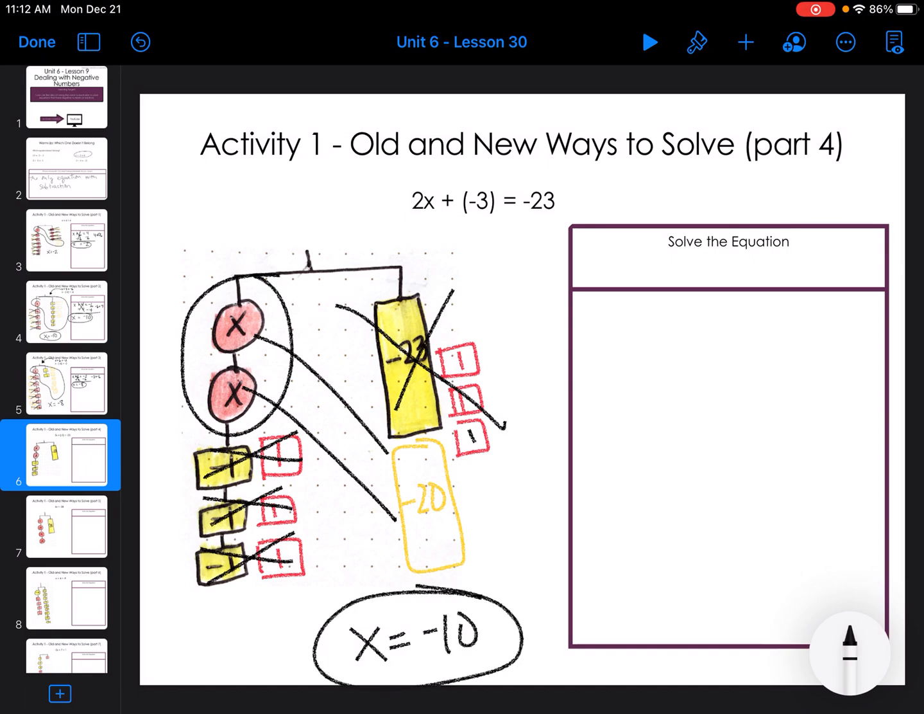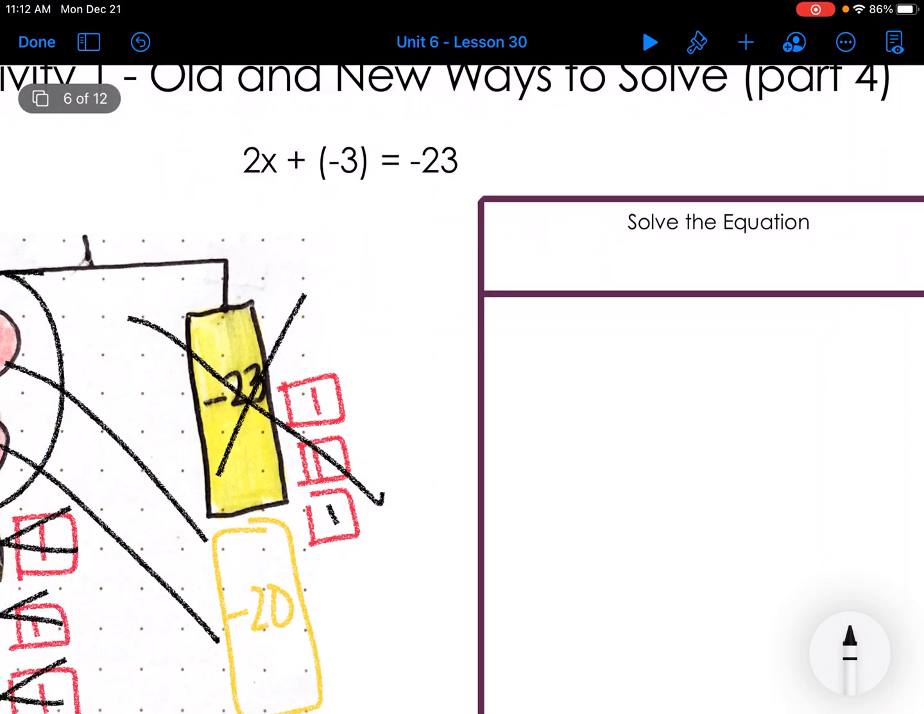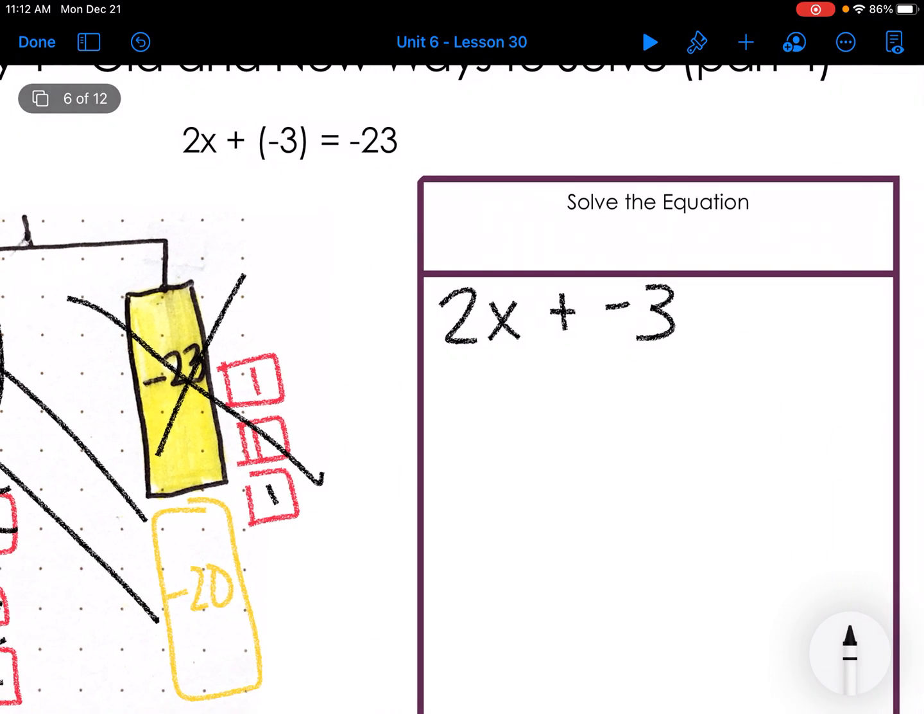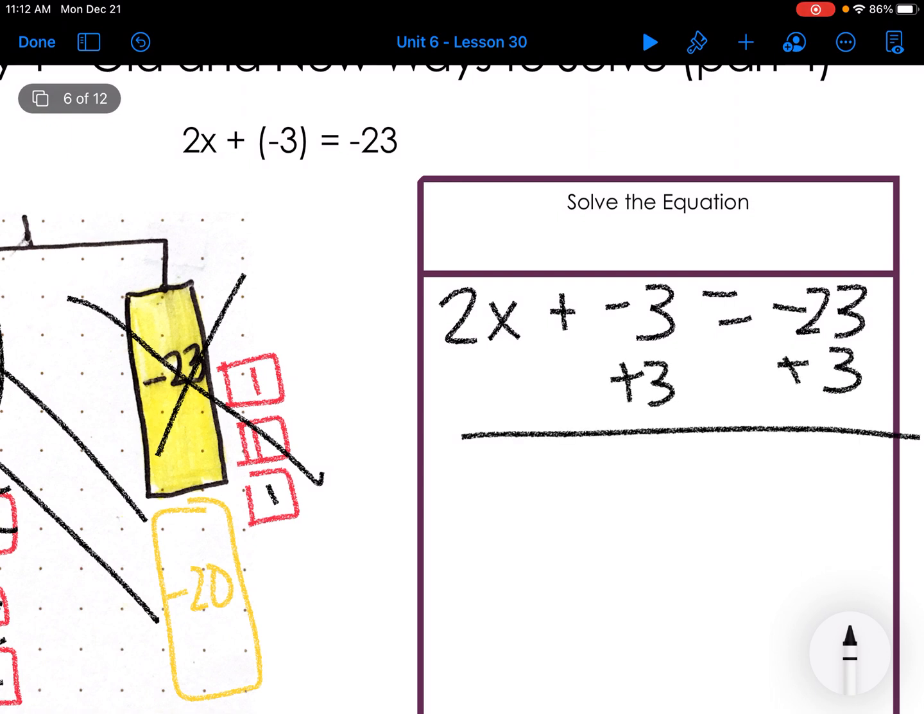So now I'm going to solve it traditionally. So I have 2x plus a negative 3 is equal to negative 23. So to zero out, instead of a negative 3, I want a positive 3. Because I'm trying to create that 0 pair. So I'm left with 2x equals, signs are different, you subtract, so a negative 23 plus a positive 3 is going to give me a negative 20.